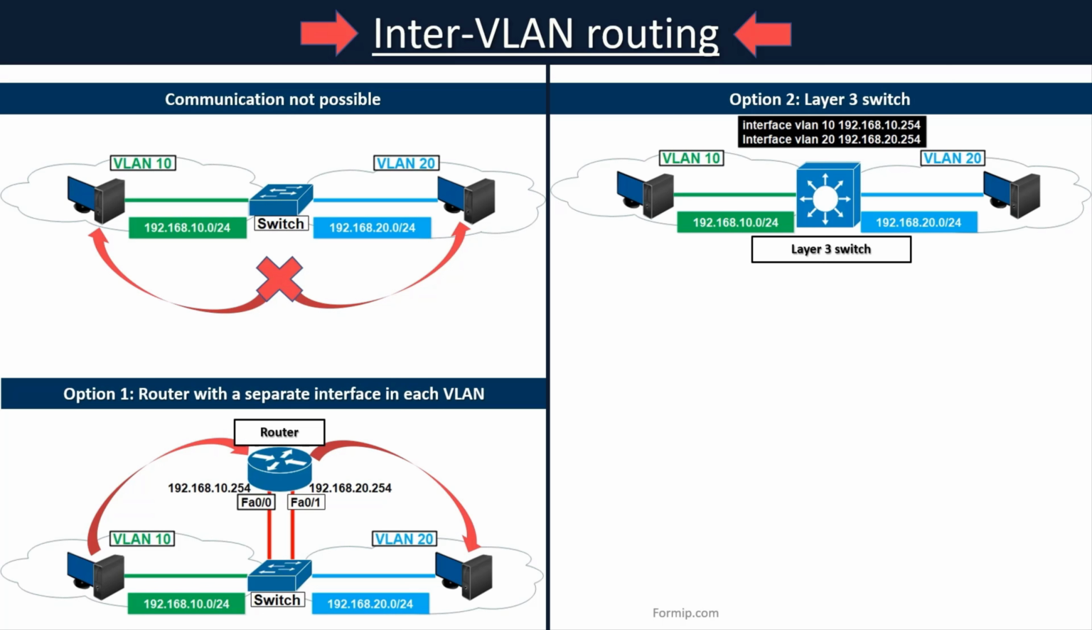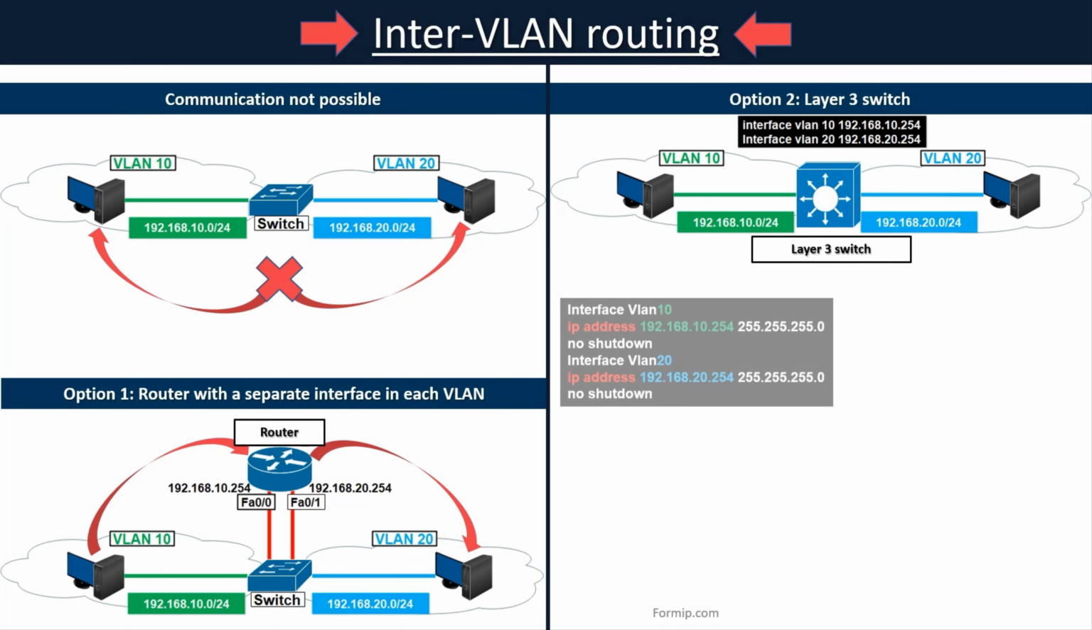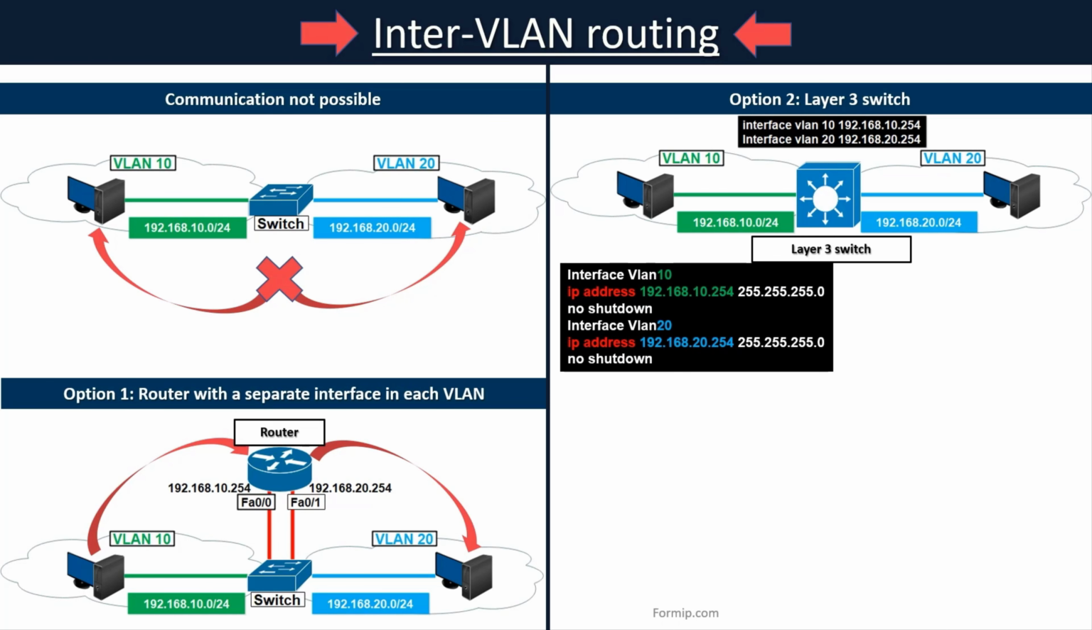A Layer 3 switch combines the functionality of a switch and router in one device. It switches traffic when the sources and destinations are in the same VLAN, and routes traffic when they are in different VLANs, i.e. on different IP subnets. To activate this function on a Layer 3 switch, you must configure VLAN interfaces using the IPs of each subnet.